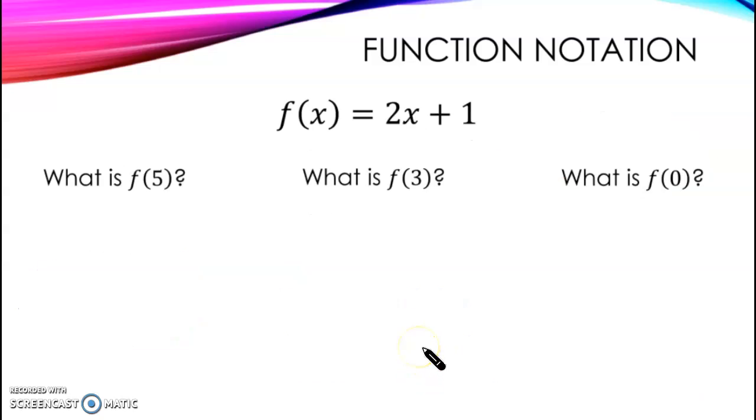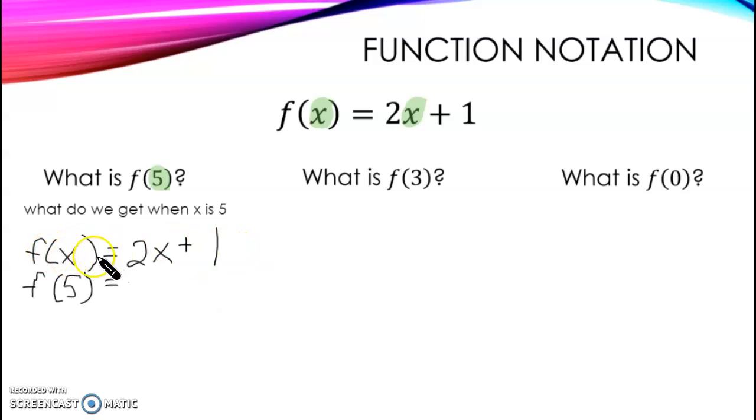So let me show you why it's useful. We have this function of x, which is 2x plus 1, and we want to find what is f of 5. This is basically asking, what do we get when x is 5? If you notice, we have 5 written inside the parentheses. What we're going to do is replace every single x that we see with the number 5.